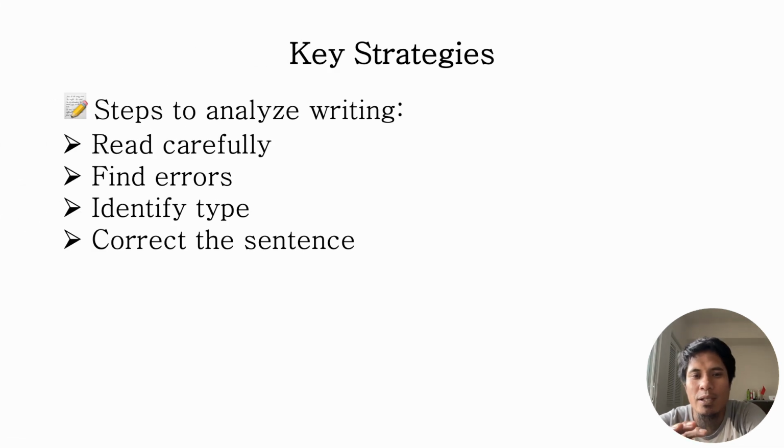Now let's look at some simple strategies to analyze writing errors. You can follow these 4 steps. Okay, first, read the paragraph carefully. Second, find and identify the errors. And third, decide the type of each error. Okay, and finally, correct the sentence properly. If you follow these steps, you will be able to analyze writing more effectively and improve your skills over time.